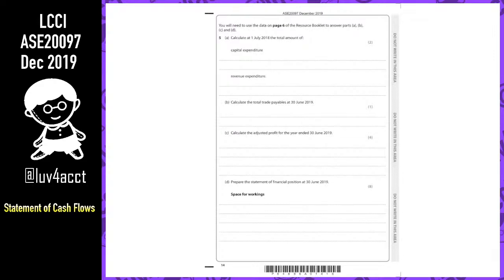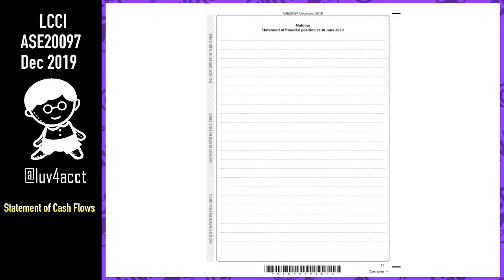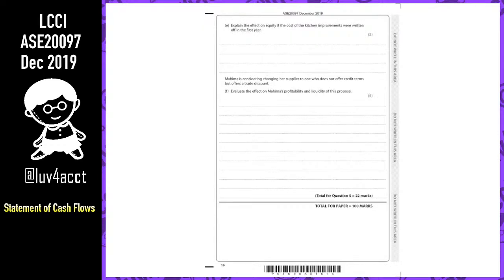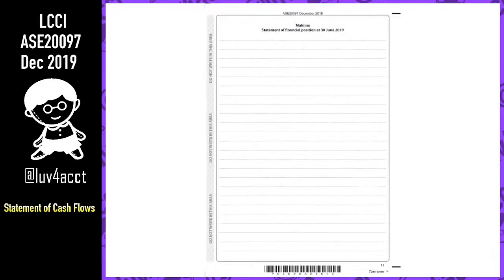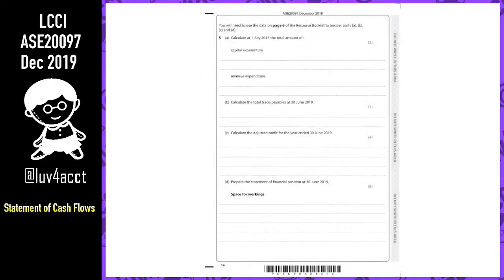We have to calculate, at the 1st of July, the capital expenditure, revenue expenditure, and then trade payables, adjusted profit, and then part D, prepare the statement of financial position. Not the end yet. Then explain something, and then do an evaluation on the profitability and liquidity of the proposal. Okay, let's look at it later. So what is given to us?